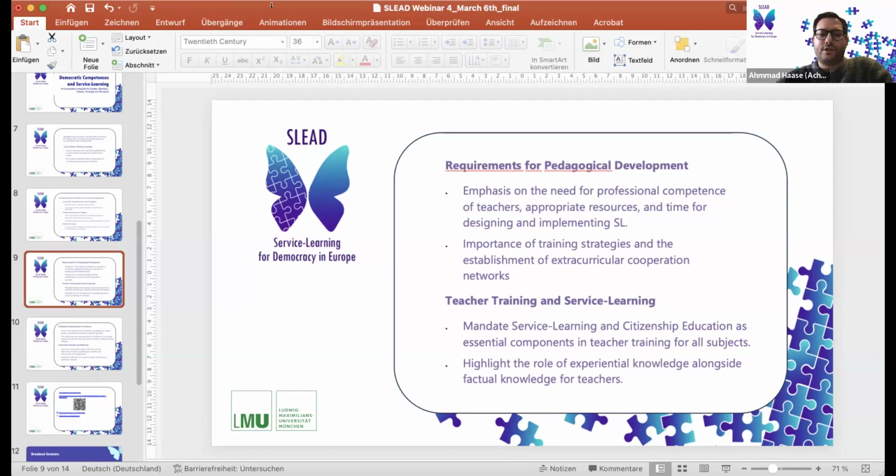And also, in teacher training and service learning, it's mandated that service learning and citizenship education is an essential component in teacher training for all subjects, not only for politics or history, but also for biology and other relevant STEM subjects. It's also to highlight the role of experiential knowledge alongside factual knowledge for teachers so that you get the experience. Also, if we are working together today, that's the first step in how to create good service learning projects in school.